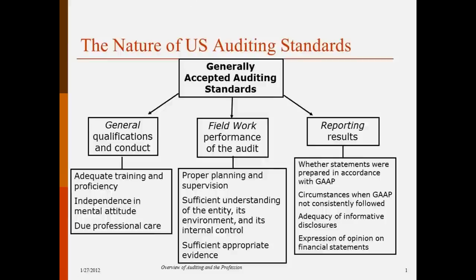Okay. So when we talk about generally accepted auditing standards, they fall into three key main areas, and under these categories are subcategories. The three main categories making up generally accepted auditing standards are general qualifications and conduct, field work, and reporting results. The general qualifications and conduct refer to the characteristics of the auditor, right? They have to have adequate training and proficiency. They have to be independent in mental attitude. They have to exercise due professional care. So the general qualifications and conduct relate to the auditor.